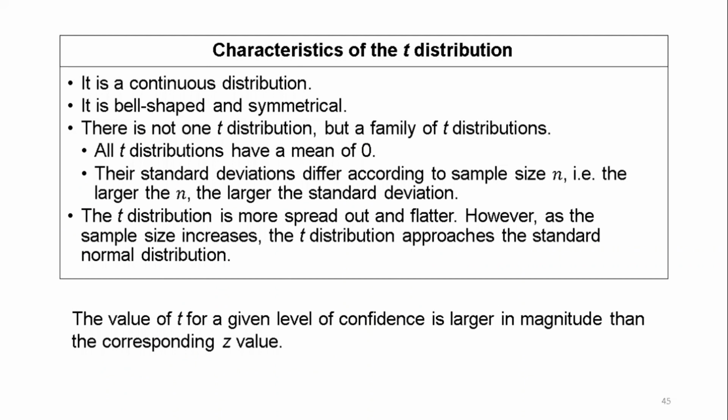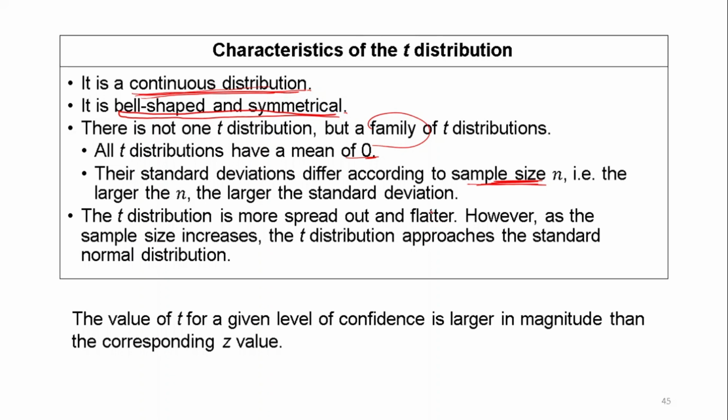Let's see the characteristics of the T distribution. The T distribution is a continuous distribution. It is bell-shaped and symmetrical. There is not one T distribution but a family of T distributions, meaning that all T distributions have a mean of 0. Their standard deviation differs according to the sample size. The larger the n, the smaller the spread. The T distribution is more spread out and flatter.